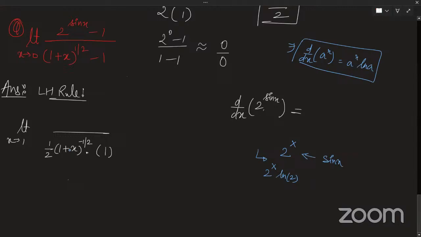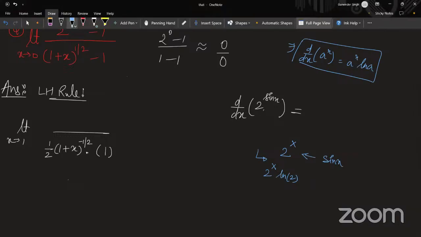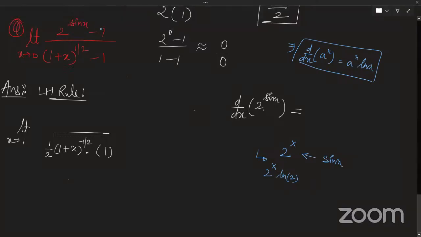Great. What will be the first term that I write over here? 2 raised to sin x into ln of 2. Great. I complete this level. I moved inside. I met sin x. What is the derivative of sin x? Cos x. Great. So over here it comes 2 raised to sin x into ln of 2 into cos x. Is this an indeterminate form?